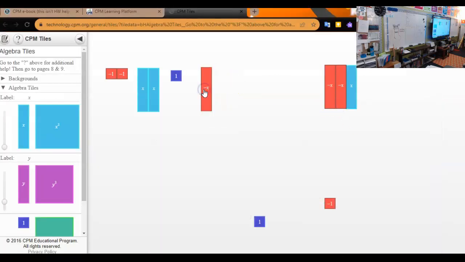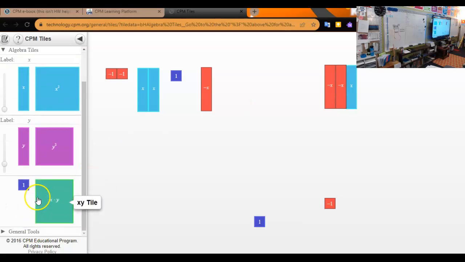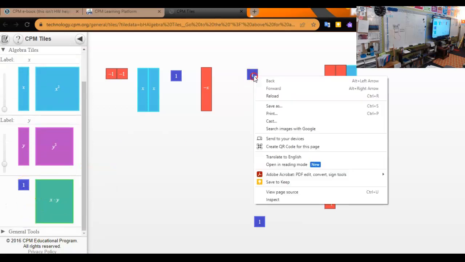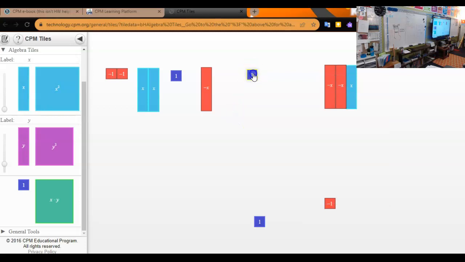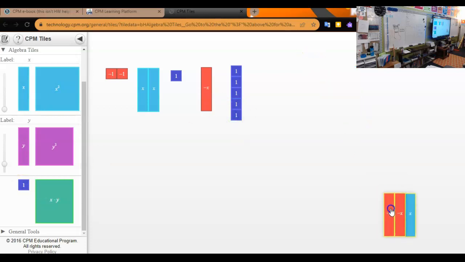So that negative X. Ooh, 5. Ooh, wait, is there a 5 tile down? Oh, crap. Is there a way? Ooh, positive 2x. So Emery said if I hit delete or backspace, it'll delete our tiles.